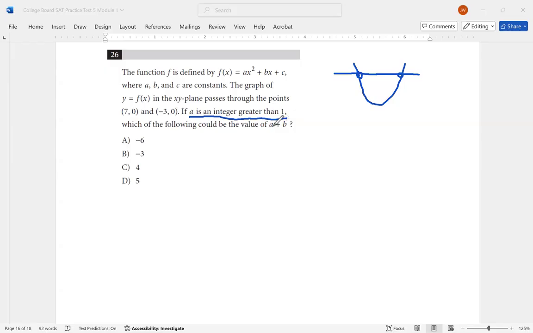And so the only option we had where we ended up with an a value that's greater than 1 is when we let a plus b equal negative 6. So when a plus b was negative 6, a was 2, and b was negative 8. And so the answer to question 26 is A, negative 6.